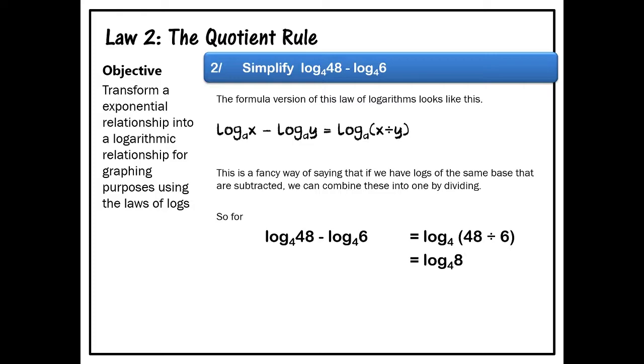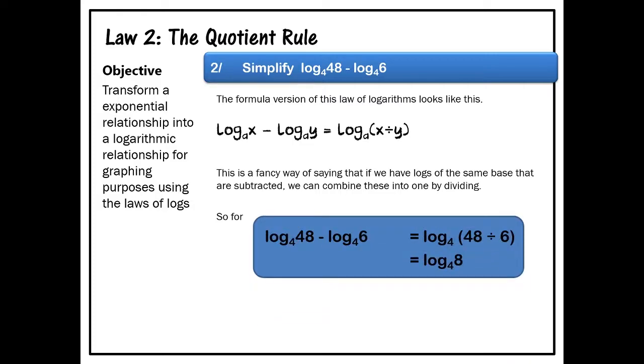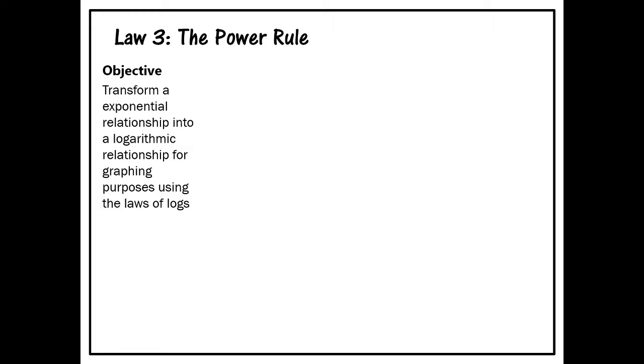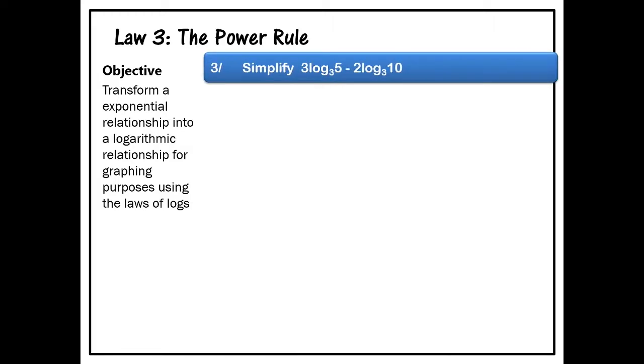That's two of the rules down. Fairly straightforward and nothing too fancy about any of that. If I go for the third one, it's called the power rule. And the problem that I'm going to put up here for simplifying is 3 log to the base 3 of 5 minus 2 log to the base 3 of 8. Again, the base 3 is only there to show that the two bases must be the same for this to work. Now, you might spot that there's a subtraction between these.